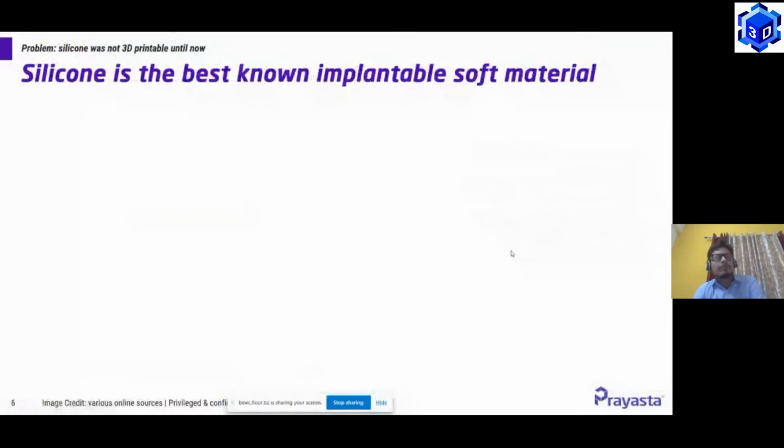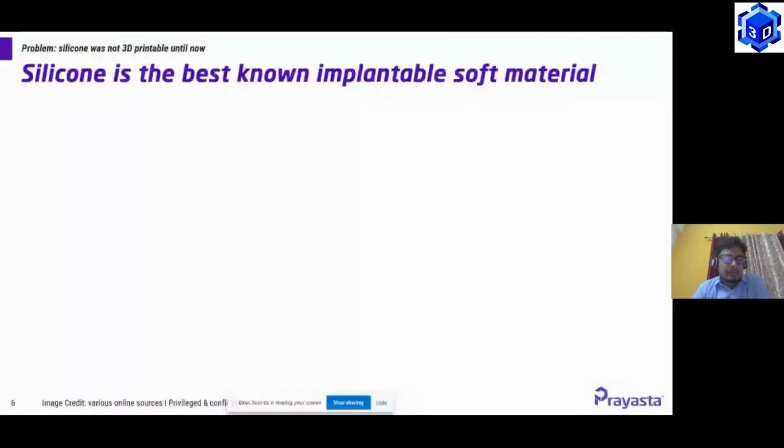So everybody knows silicone is the best known implantable soft material as of today which is available. However, it is not yet 3D printable. If you go out and want to buy a commercial grade silicone 3D printer, the maximum you are going to get is a bioprinter, a syringe printer where you can fill whatever material and then print. That is not something which is scalable, and that's not something which can work with silicone. And why do we actually need to print silicone?